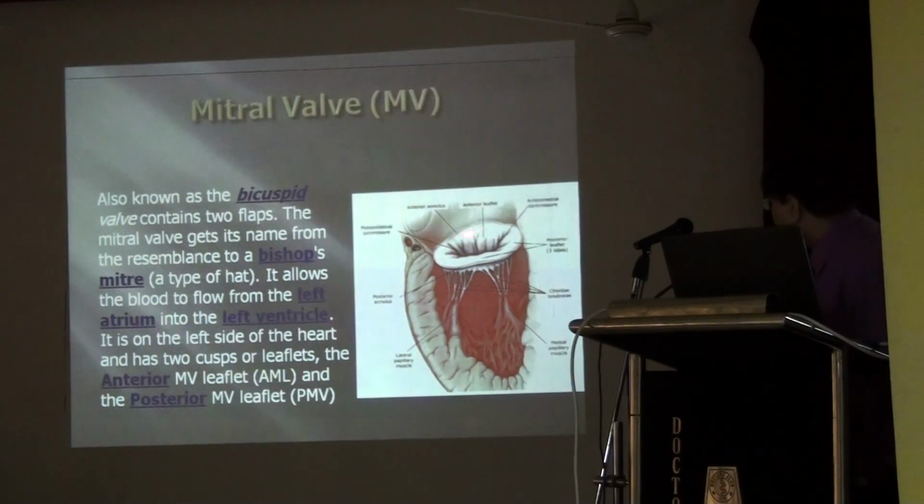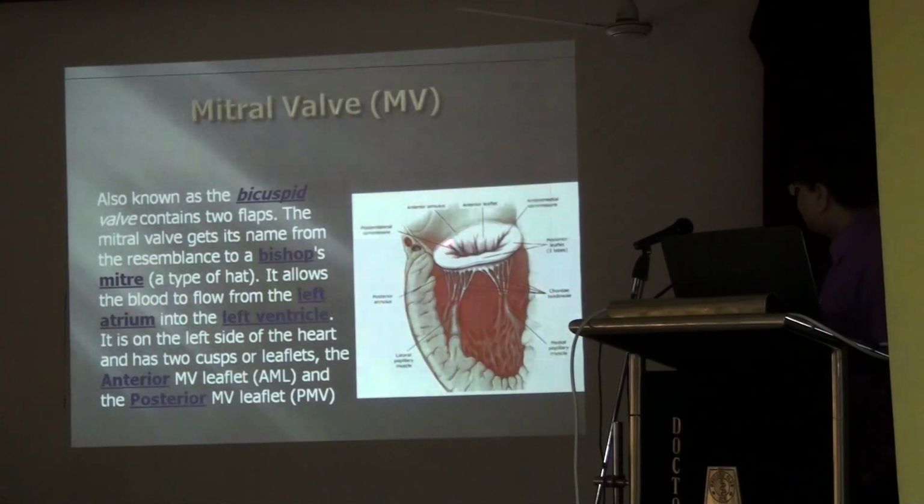This is the annulus of the valve, this is the chordae tendineae, and this is the papillary muscles. So these two are the two cusps, the anterior mitral leaflet and the posterior mitral leaflet. This is typical of that. And it is very interesting why it is known as mitral: it was named because the shape was like the bishop's mitre, a type of hat. That's why it was named the mitral valve. And the tricuspid, because it has three cusps.